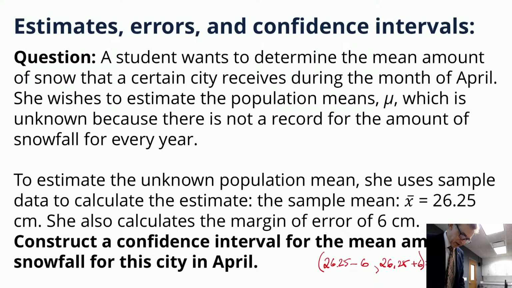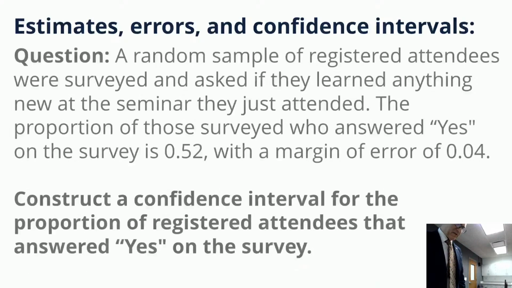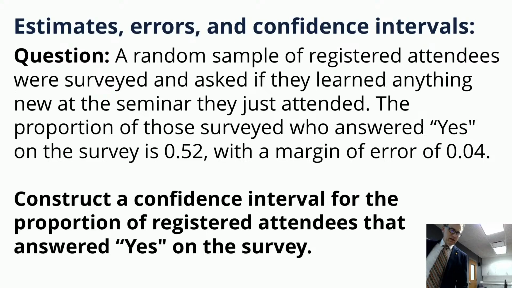Okay, let's try this one on your own. Here's another example, kind of silly, but once again, you just have to use the numbers. You don't have to write all the words down. I'll read it over, though. A random sample of registered attendees were surveyed and asked if they learned anything new at the seminar they just attended. The proportion of those surveyed who answered yes was 0.52, and the margin of error was 0.04. You make your confidence interval, and I realize that some of you have already done it in your head. Just give me a second. I'll pick a rando to tell me your answer.